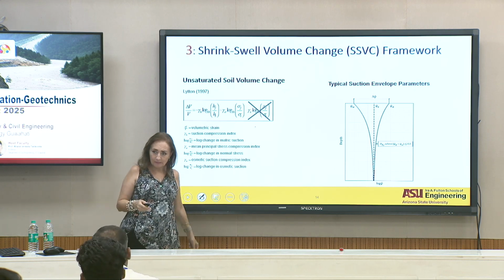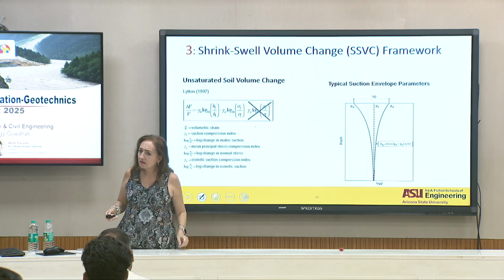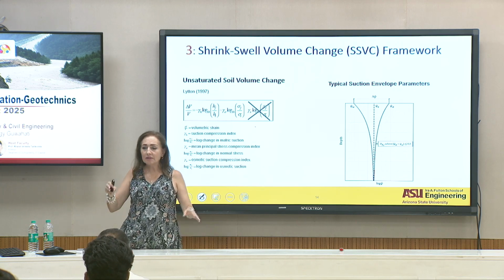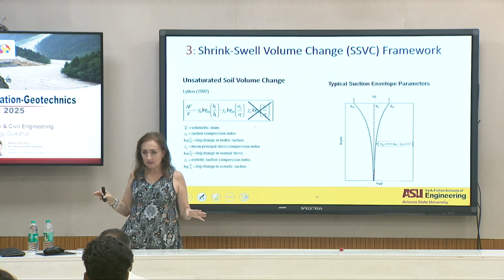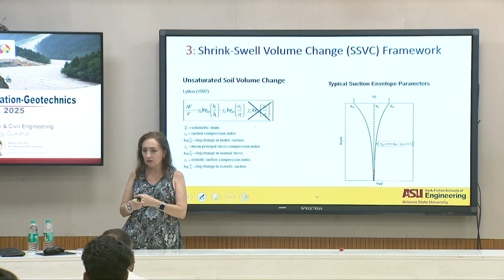Yes. For collapsible soil? Collapsible soil? No. Collapsible soils are different animals, okay? They're totally different. They don't follow this, no.